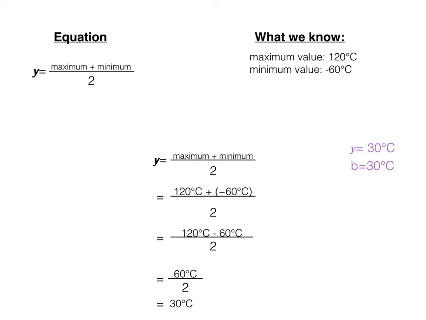We know that the maximum value is 120 degrees Celsius and the minimum value is negative 60 degrees Celsius. Therefore, it would be 120 degrees Celsius plus negative 60 degrees Celsius divided by 2. A positive and a negative becomes a negative, therefore it becomes 120 degrees Celsius minus 60 degrees Celsius divided by 2, which is 60 degrees Celsius divided by 2, which equals 30 degrees Celsius. Therefore, the equation of axis is y equals 30, and the b value is 30.